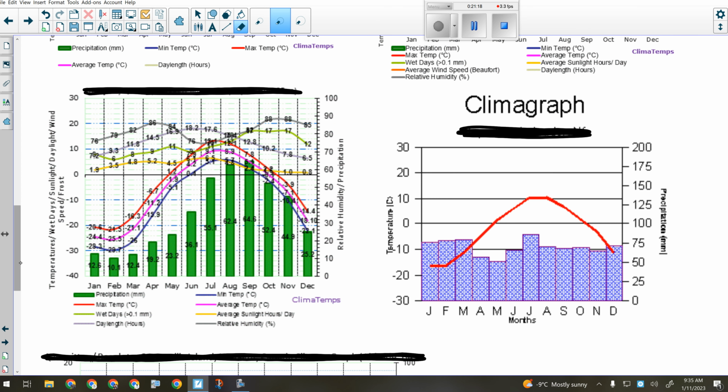Okay, and then this one here, this one's shifted considerably towards the fall for precipitation, and it's quite a bit drier. And it's pretty cold, down into minus 30 here. So would that be more of an Arctic one? Okay, enough joke.